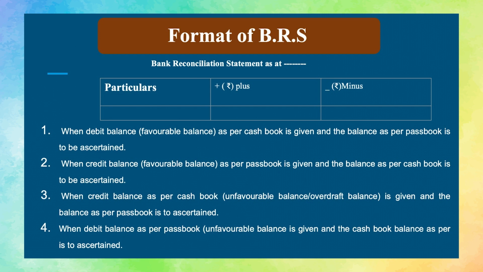When credit balance as per cash book or unfavorable balance or overdraft balance is given and the balance as per passbook is to be ascertained, unfavorable balance will be shown in minus column. When debit balance as per passbook or unfavorable balance is given and the balance as per cash book is to be ascertained, unfavorable balance will be shown in minus column.